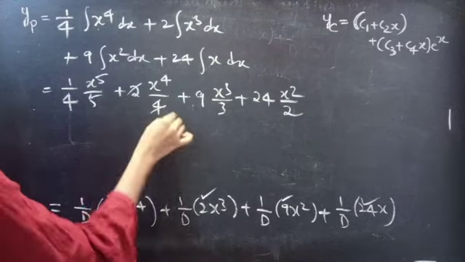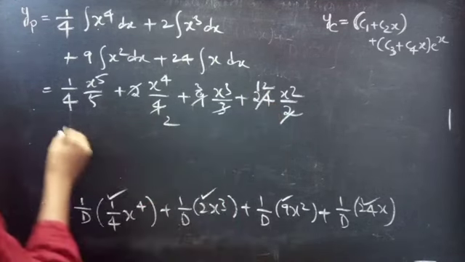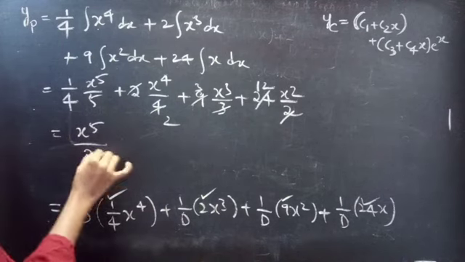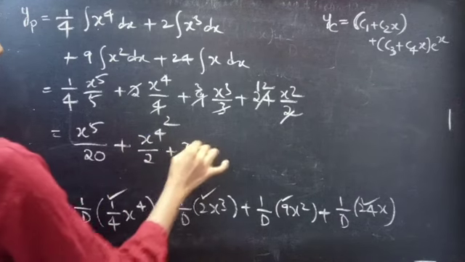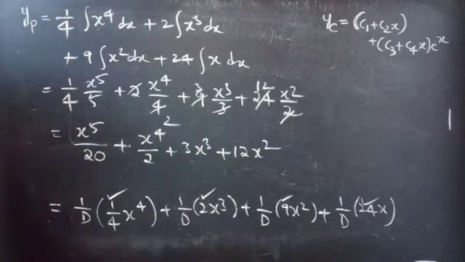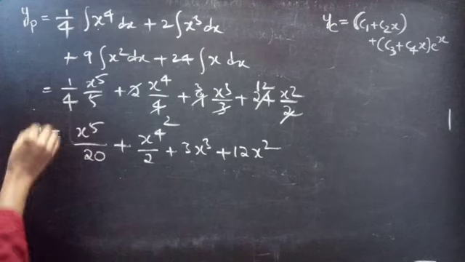2 ones are 2, 2 twos are 4, 3 threes are 9, 2 12s are 24. This is equal to x power 5 by 4 5s are 20, plus x power 4 by 2, plus 3x cube plus 12x square, which is our required yp.